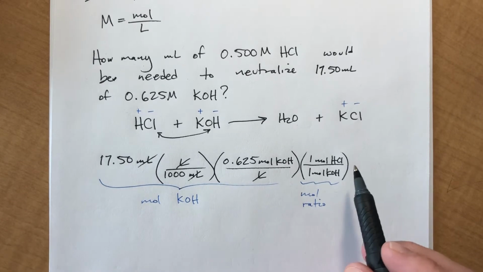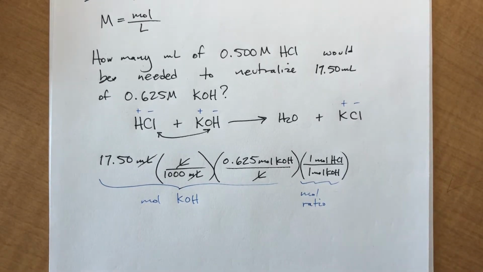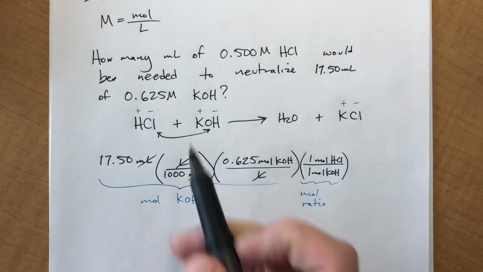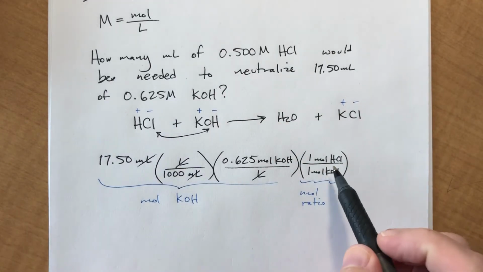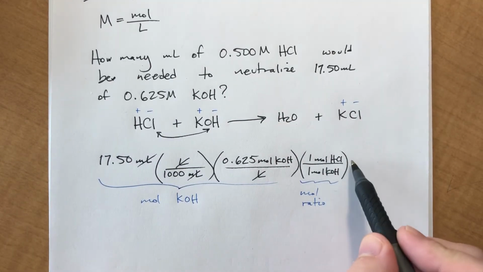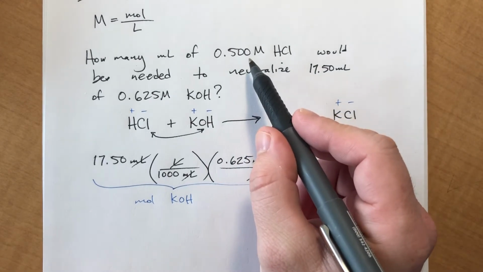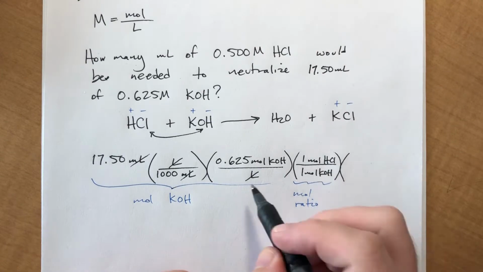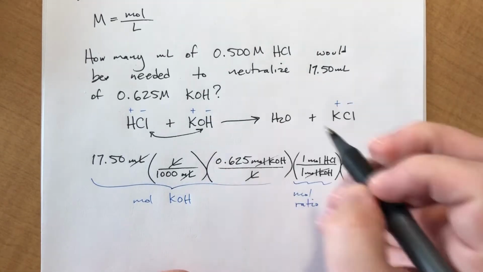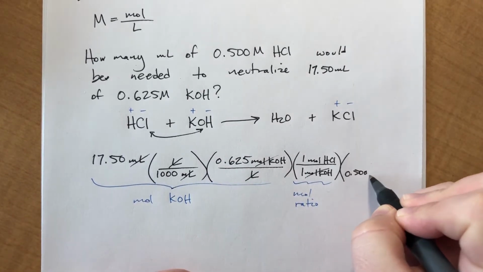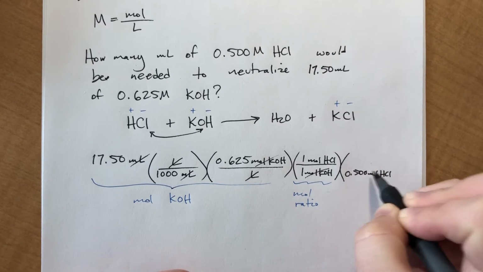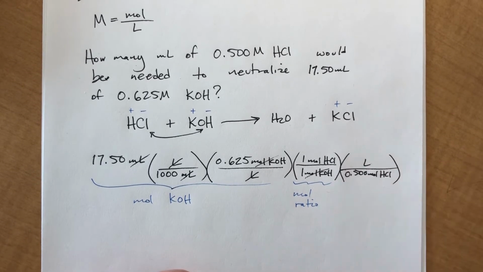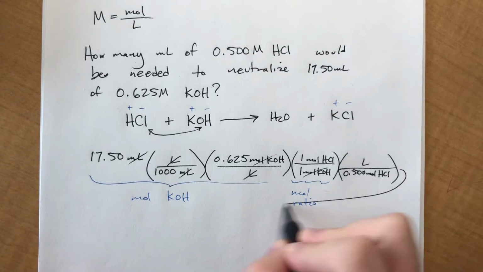Depending on what you're solving for, this next part varies a little bit. We are solving for volume. If we canceled everything out, we would have moles of HCl, and since we know the molarity, we can solve for volume. So I have moles of HCl on top, so I need the 0.500 moles HCl per liter on top, and I'm just going to continue down here.